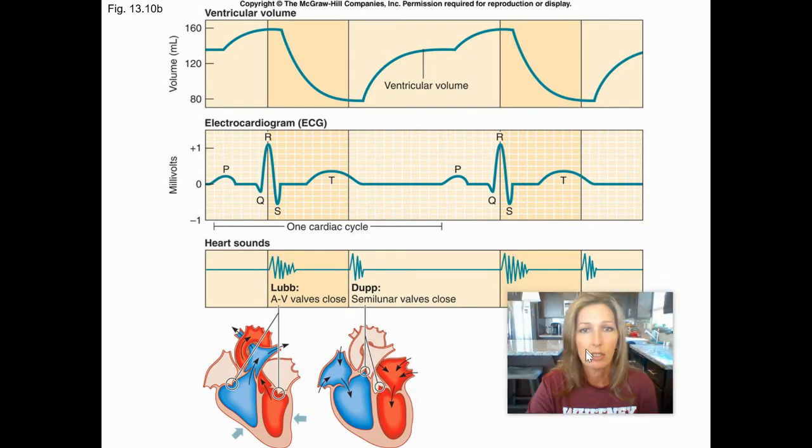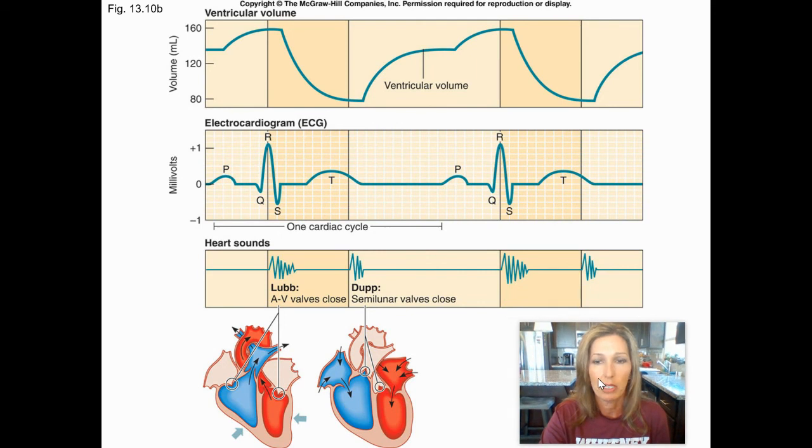Now, in this particular diagram, I'm trying to show you the volume of blood that's in the ventricles. You don't need to know that. You will, though, have to be able to read an ECG. So this is from a heart monitor. If somebody is having their heart monitored, they have an electrocardiogram placed in order to determine how the atria and the ventricles are contracting and relaxing or repolarizing.